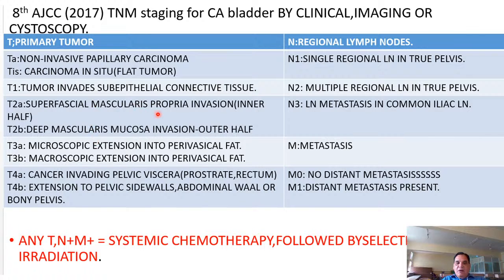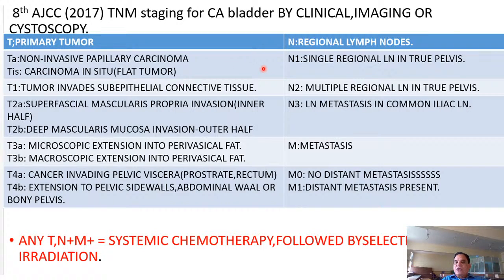So remember here, muscular papilla positive, negative. If it is negative, 2a, positive, 2b. T4, cancer has invaded into pelvic viscera, that is prostate and rectum. And T4b, extension higher up to the side wall or abdominal wall. Okay, this is the T classification.